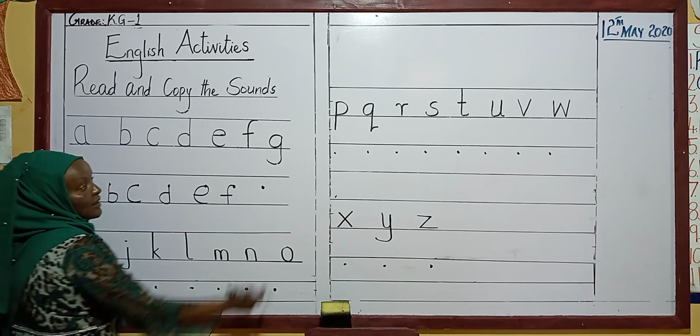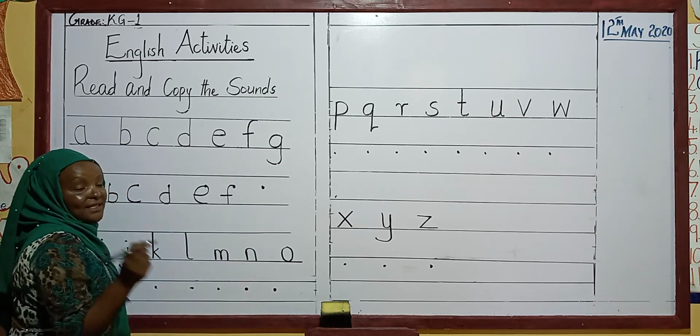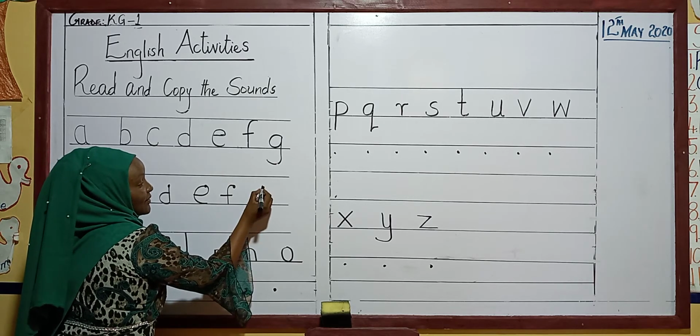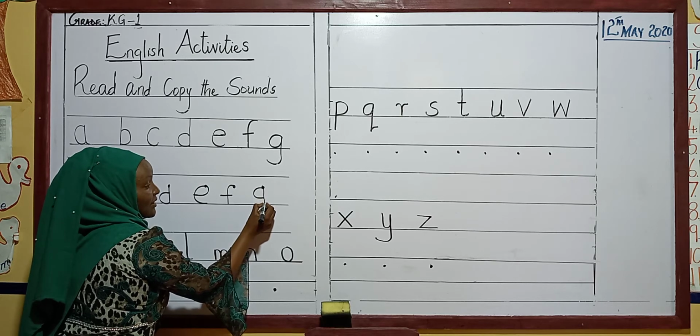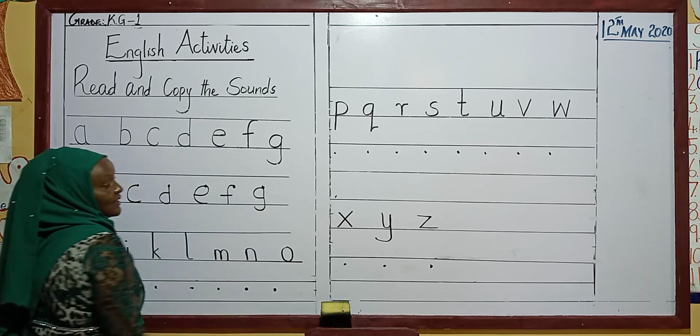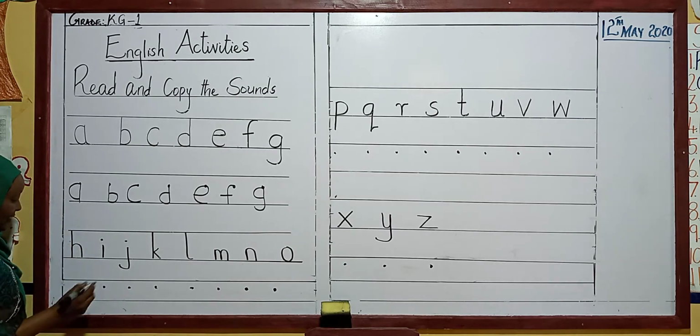G for girl. Pencil on the dot, we are going to write around, down and aside. H for house. Pencil on the dot, we are going to write down. We go to the center, we write aside, down.